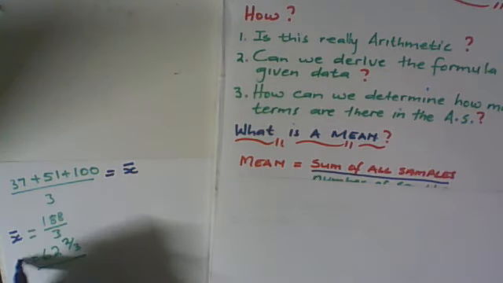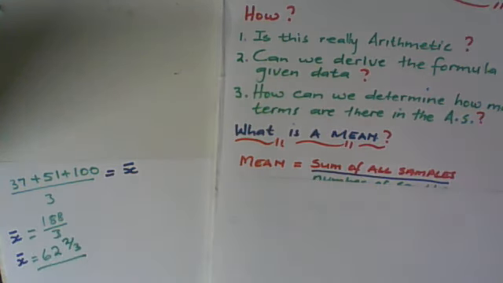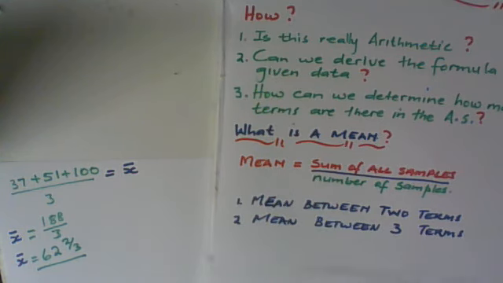This is great, guys. So in order to find the mean between 2 terms or 3 terms or 5 terms, you need to add up all the numbers and then divide by their cardinal number. Cardinal number is the number of those terms. Now we were supposed to find the mean between 2 terms, and that is what we did. And we also found the mean between 3 terms, which was 62 and 2/3. So that is all that we needed to do.